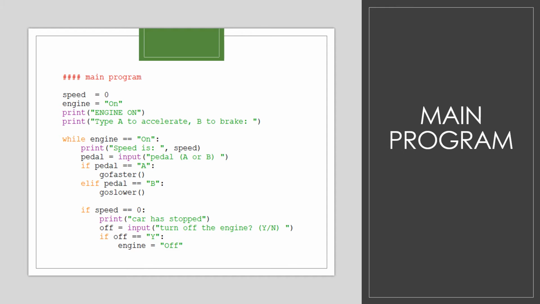So here's the main program. You switch an engine on, and as long as the engine is on, the car keeps driving, and it calls two procedures called go faster and go slower. So you input either A or B, depending on whether you're pressing the accelerator or the brake pedal. If you press the accelerator, it goes faster, and if you press the brake, it goes slower.